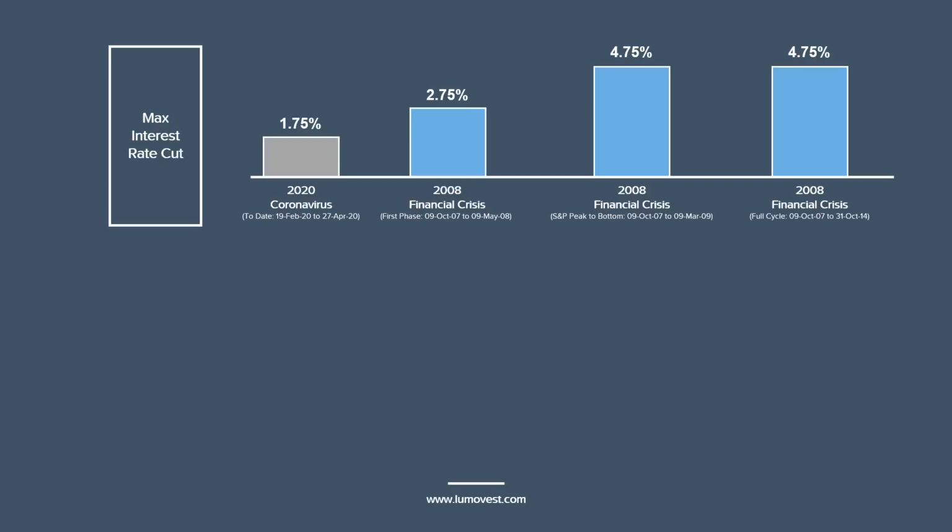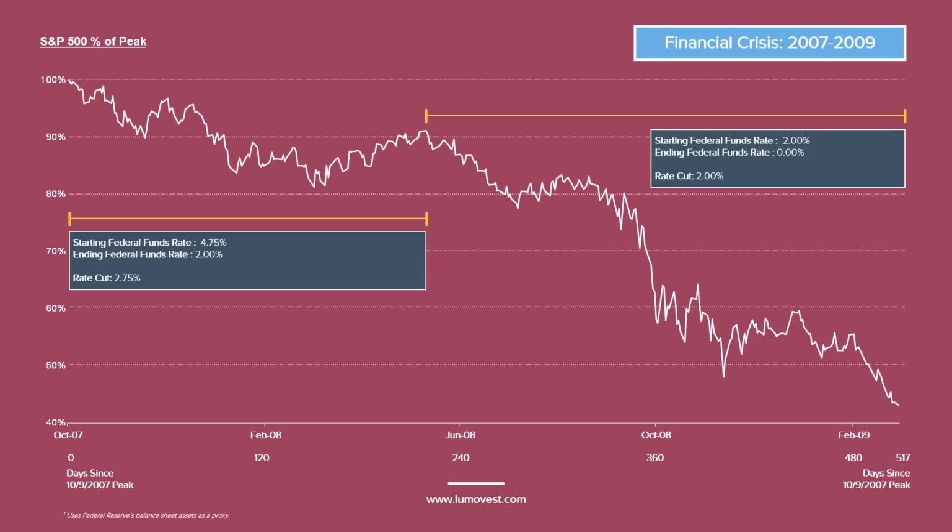Okay, so now we know how the Fed's actions compare on the interest rate front. What about the money supply? How much money has it injected into the economy? During the first phase of the 2008 crisis, the Fed only added $2.3 billion. Again, that's because it's very risky to increase money supply if the economy isn't depressed, because it'll create hyperinflation.